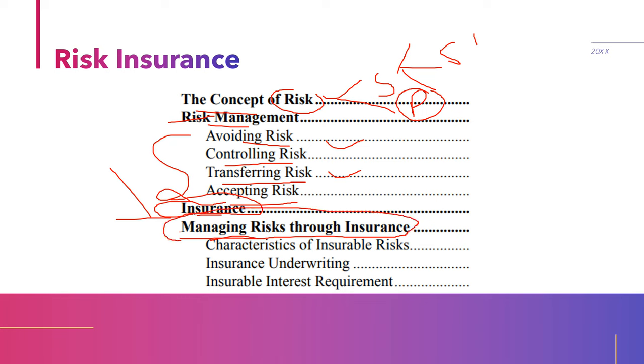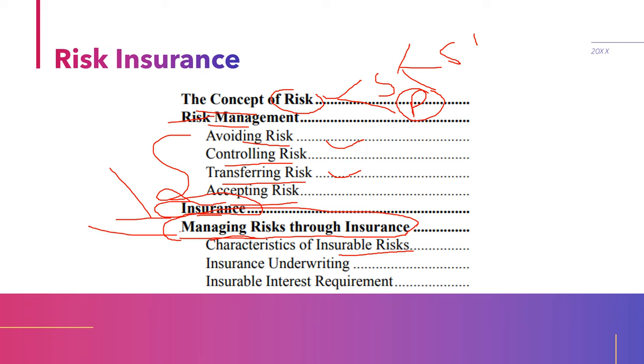So that we have also covered, the products through which we are managing risk, like life insurance, property insurance, and health insurance. Now we are coming to the characteristics of insurable risk. So what are the characteristics of insurable risk?